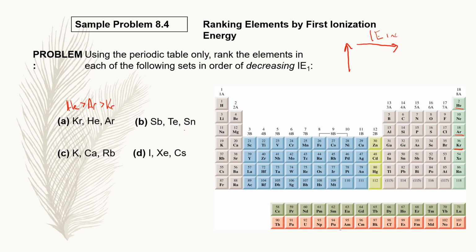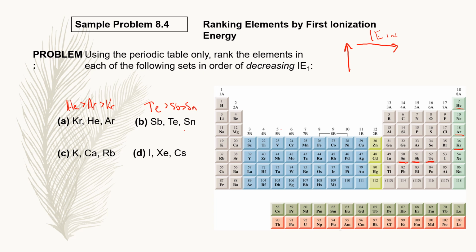If I look at B, I have antimony, tellurium, and tin. So those are all elements that are in the same period. So I have these three, and again it increases as I go to the right. So tellurium would be my greatest ionization energy, and then I would have antimony next, and then tin would be my smallest.